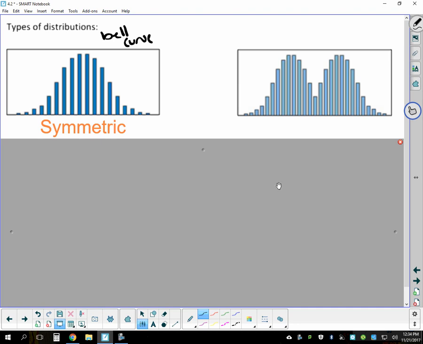This one over here is called bimodal. Okay, so you have kind of two different main data points like we did over here.